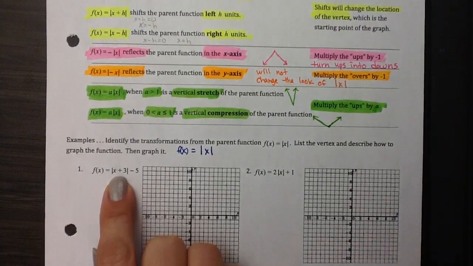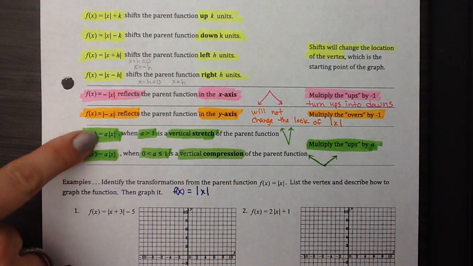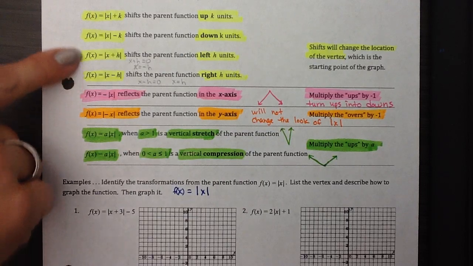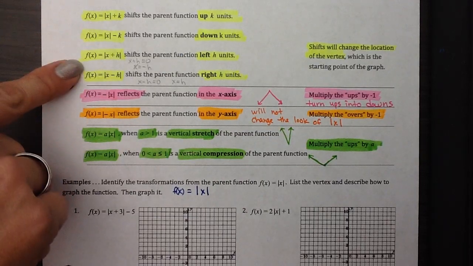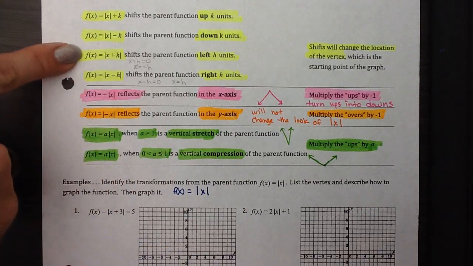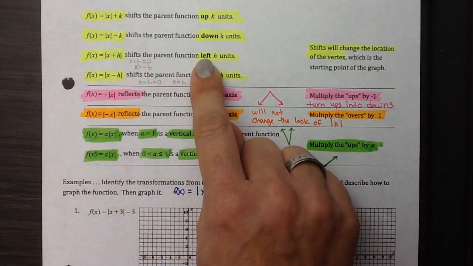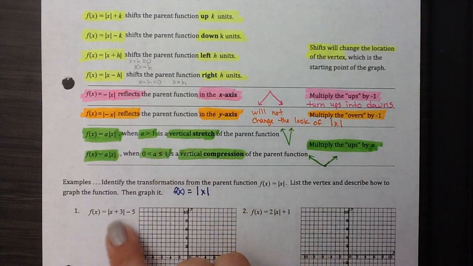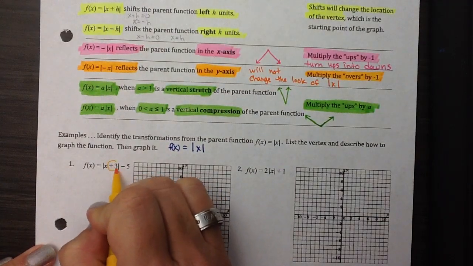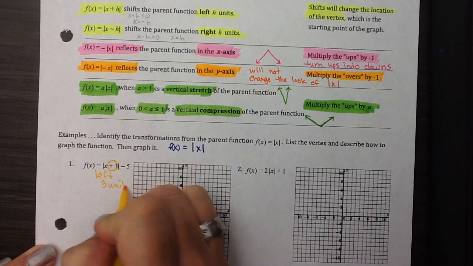If I'm adding 3 on the inside, I'm going to look at my possibilities. These guys are multiplies, these guys are negative multiplies, and these ones up here are the adding and subtracting. So this is add 3 on the inside, which looks like this one right here, and this is telling me that it shifts my parent function left h units. So here I have plus 3 inside, so this is going to shift my graph left 3 units.